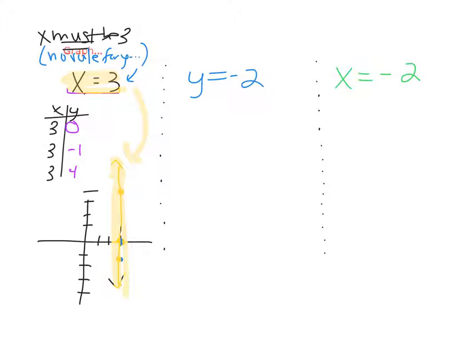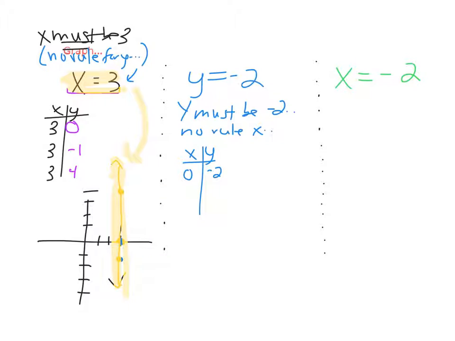The next example, y equals -2. There's a rule for y, but there's no rule for x. It just says y must be -2. And there's no rule for x. So if I make a table, and if I have to start with an x value like 0, the rule says y has to be -2.